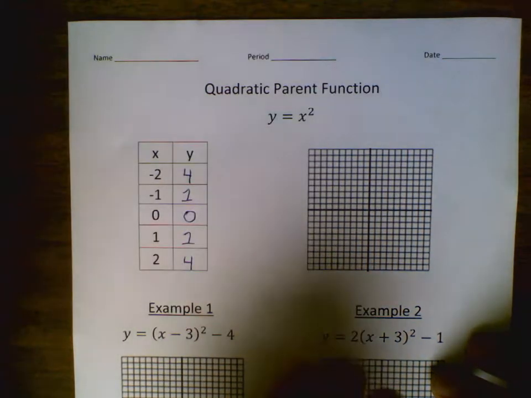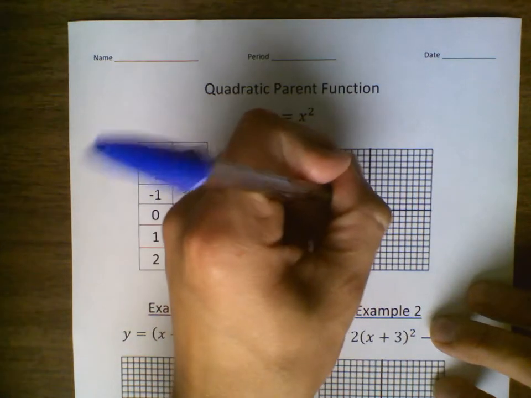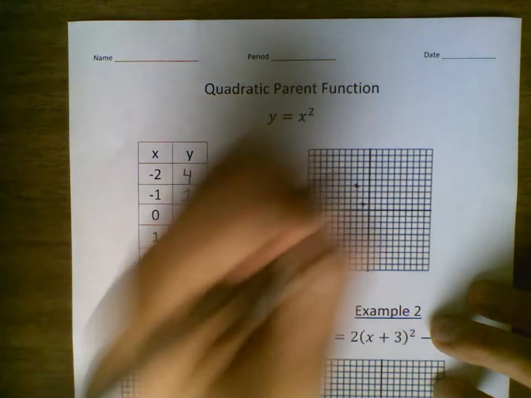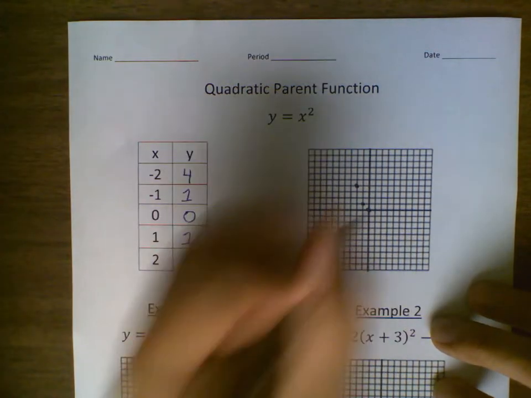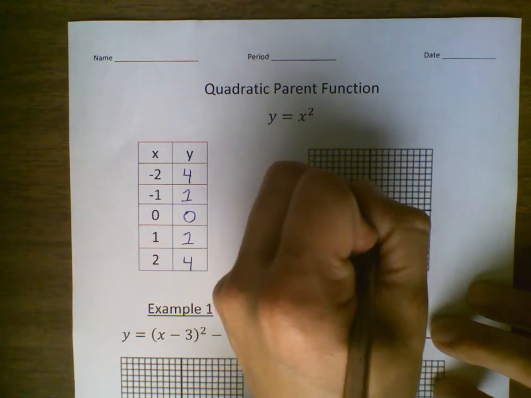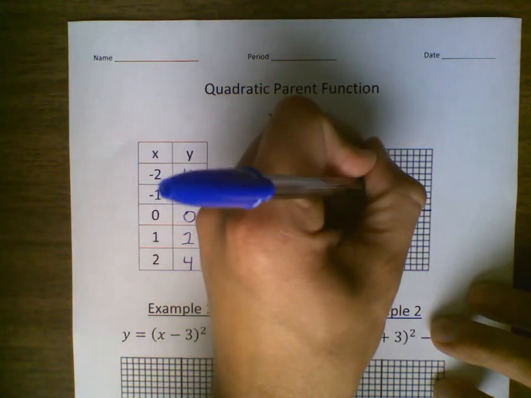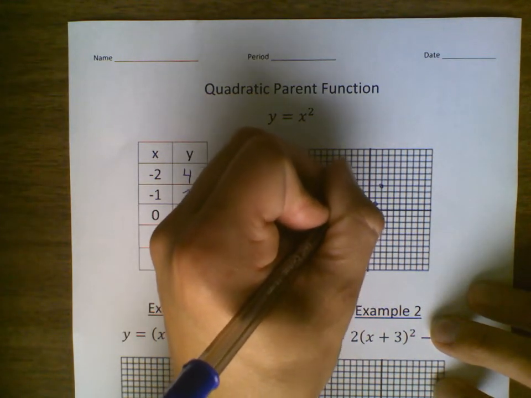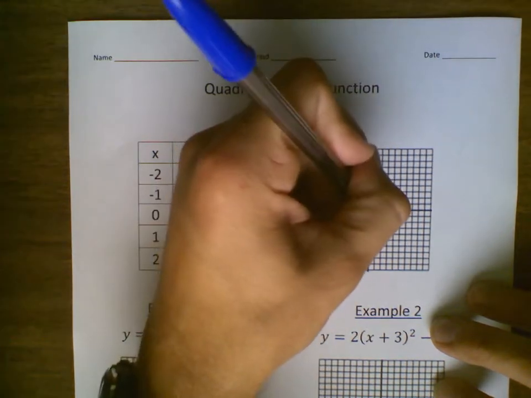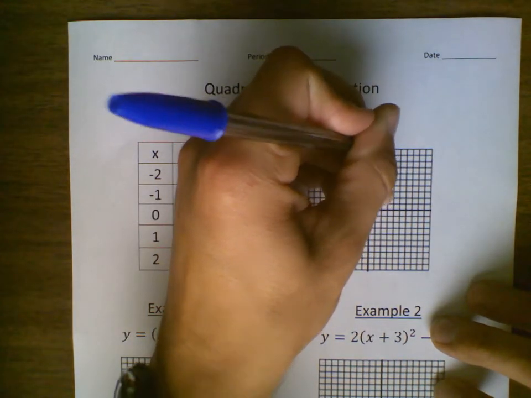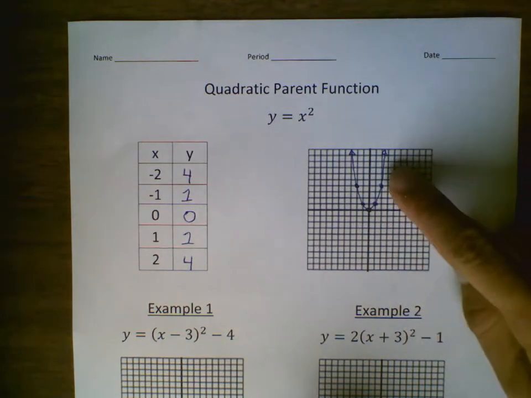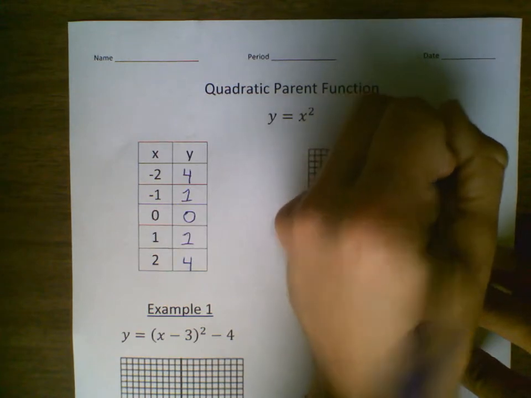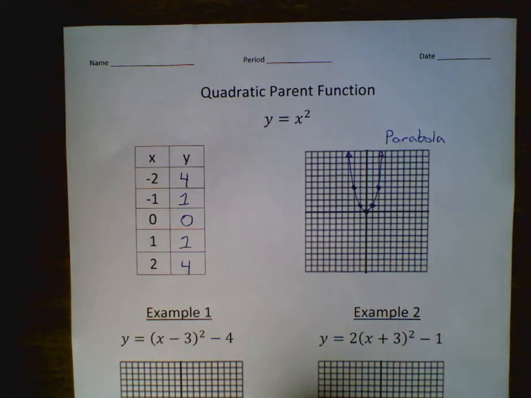So if I go ahead and plot these points, -2, 4, -1, 1, 0, 0, 1, 1, and 2, 4, we'll get a graph that looks like this. It looks kind of like a U-shaped graph. We call this U-shaped graph of a quadratic a parabola. So a quadratic equation gives us a parabola graph that's U-shaped.